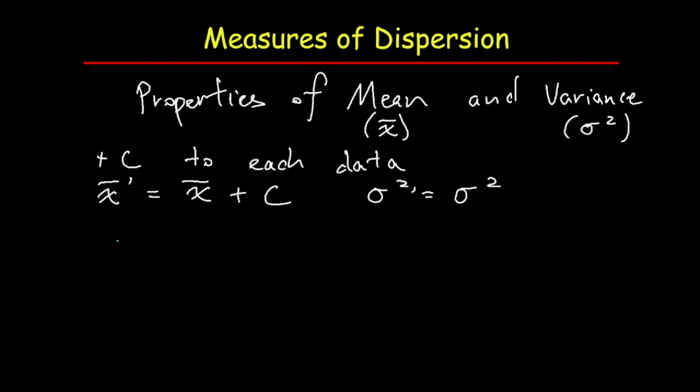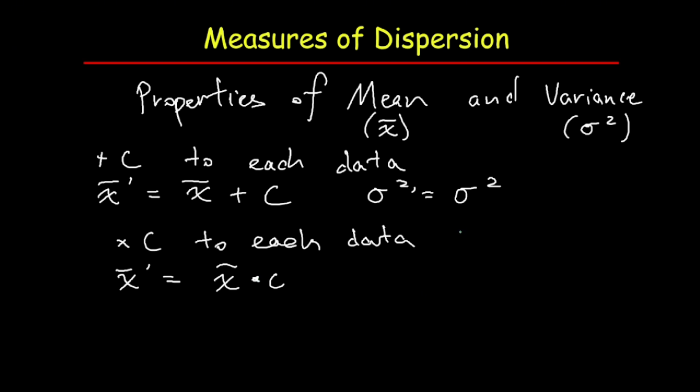Now, if we were to multiply each data point by c, the mean would, once again, if we think about it, if each value is multiplied by c, then the mean would obviously also be multiplied by c. So x bar times c.